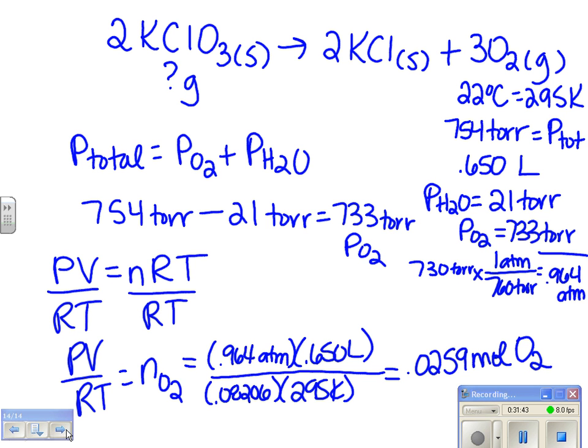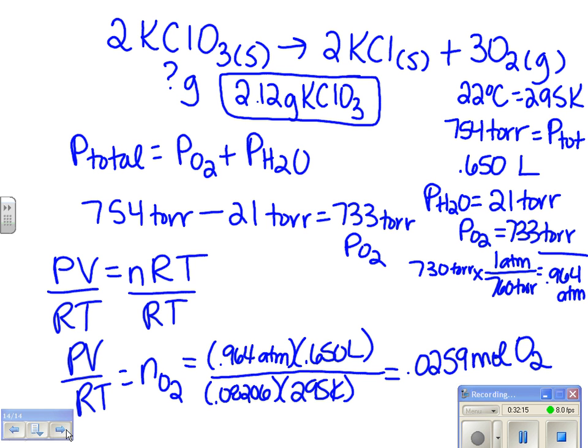But now that I know how many moles of oxygen I have, what can I use to get to grams? We must do some stoichiometry. I'm out of space on this slide, so do it at home and check your answer. You're going to do a mole conversion from moles of oxygen to moles of potassium chlorate. You're going to find the molar mass of potassium chlorate and then the grams of potassium chlorate. The answer you should get is 2.12 grams.